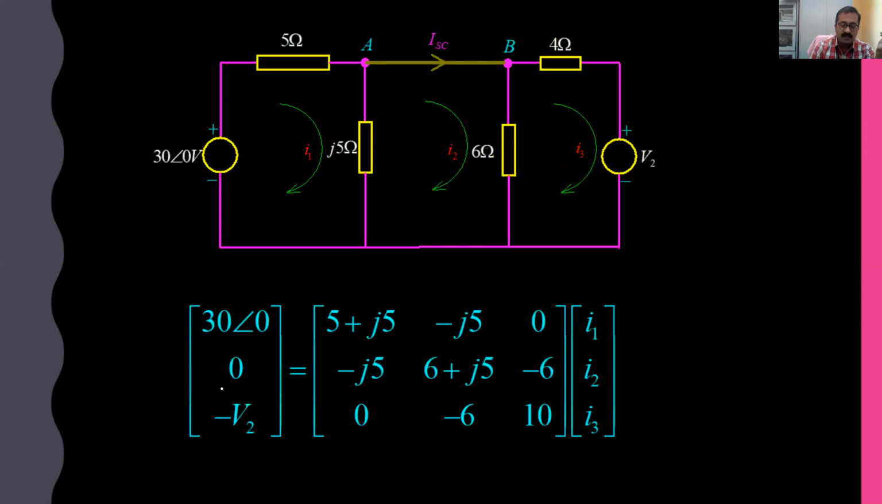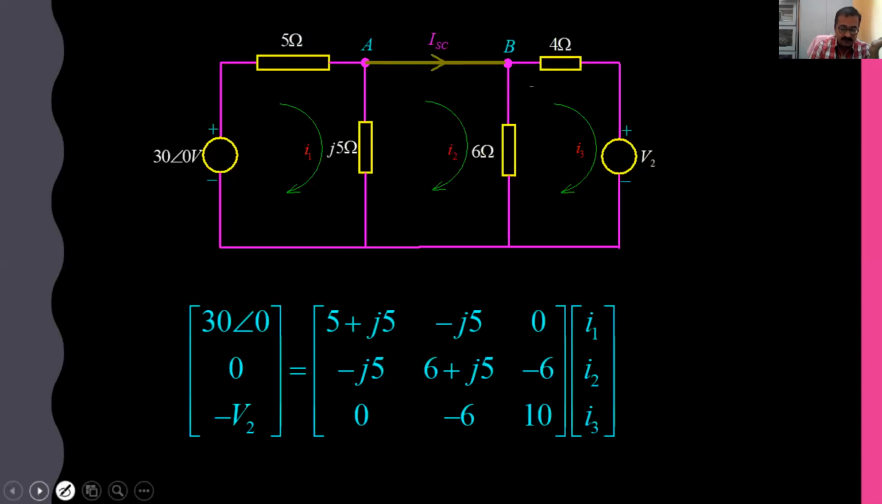This will be my KVL, the mesh method. For this assumed current direction, minus to plus potential rise, 30 angle 0. There are no voltage sources here, 0. For this assumed current direction, plus to minus potential drop, so minus V2. What is Z11? Sum of all impedances through which I1 is flowing, 5 plus j5. Z12, common to 1 and 2, it is j5. Both currents are in opposite direction, so minus j5. Z13 is 0. Like that, you can construct the impedance matrix.